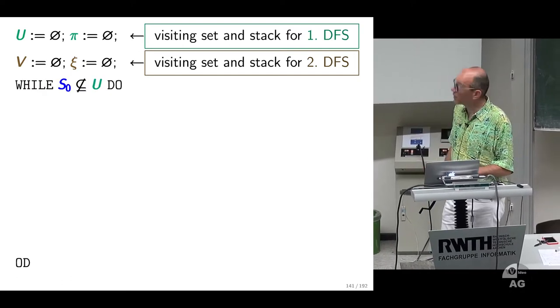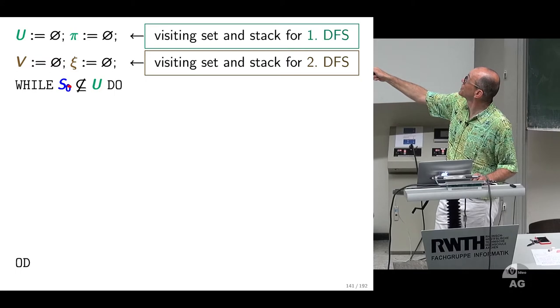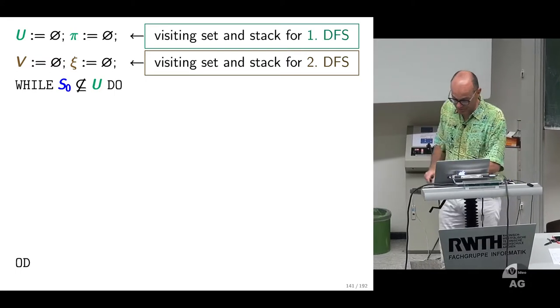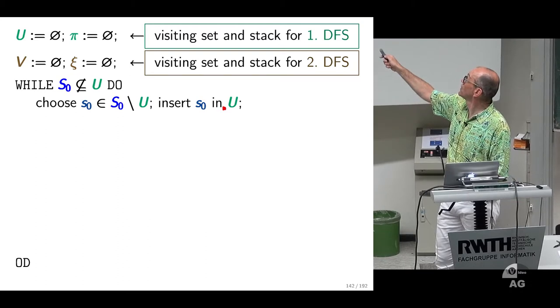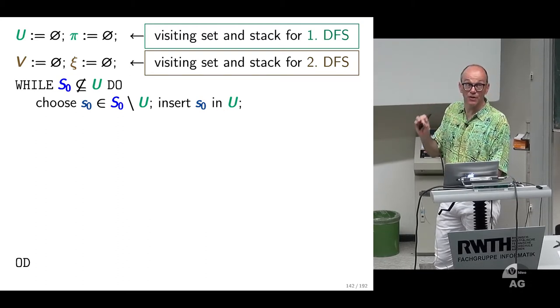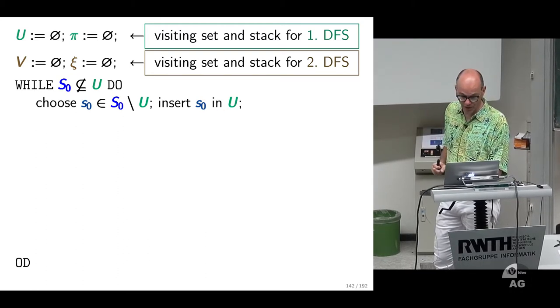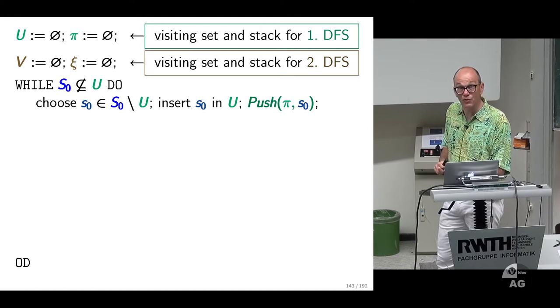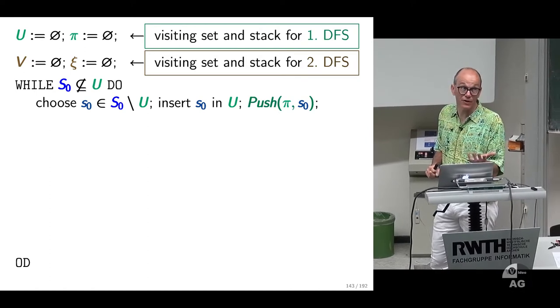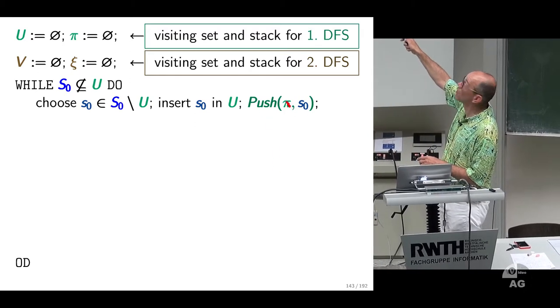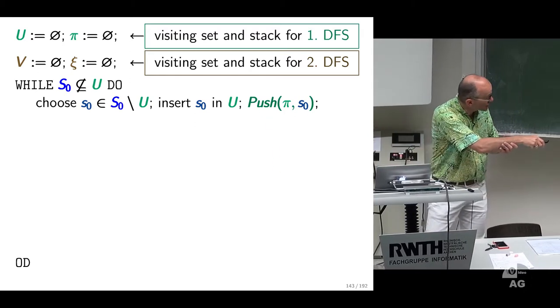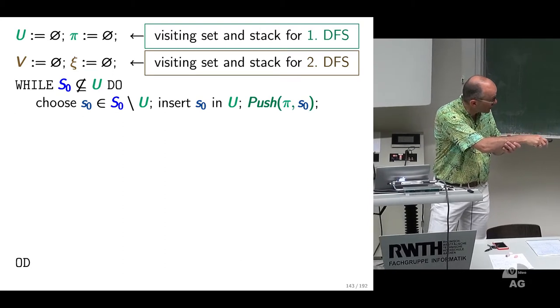Good. As long as there are initial states that I have not visited before, I choose some initial state and insert it into U. This is still part of the orange outermost depth first search. I push it on the stack. That is the difference with the algorithm I had before. I had no stack. So here I push S0 on the stack. That's exactly this S0, which is when I found S on the bottom of the stack.